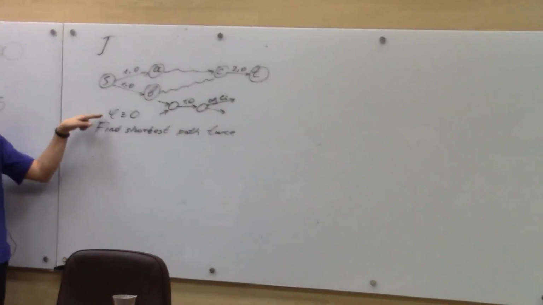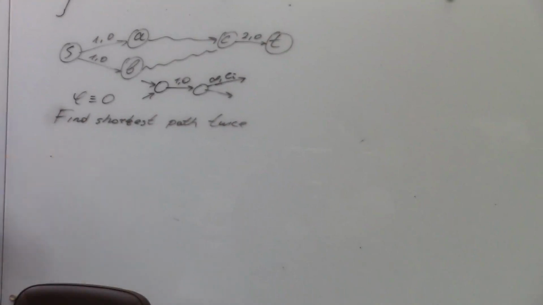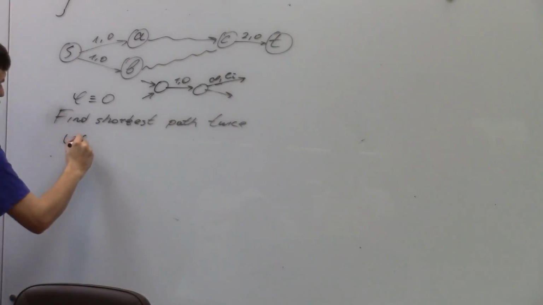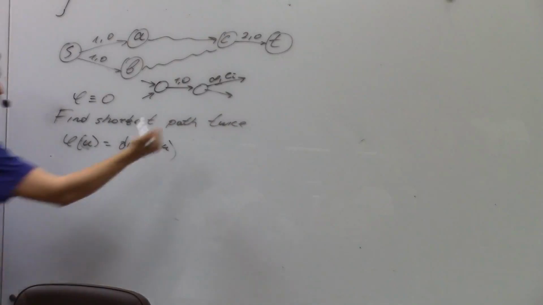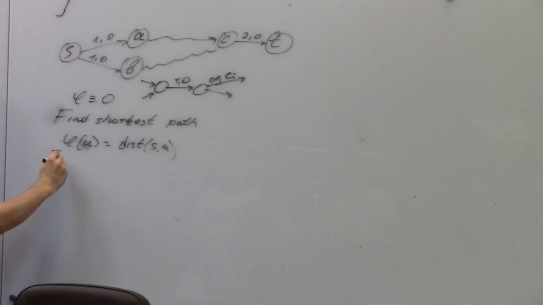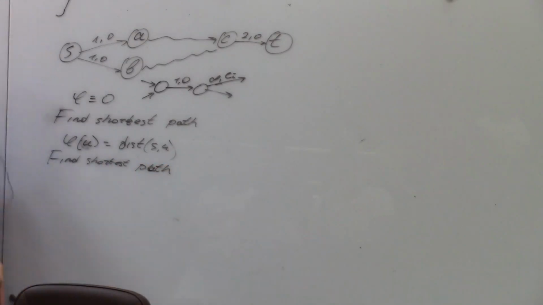So initially we set the potentials to be 0 since there are no negative edges. Then we find the shortest path twice. Then we update potentials as phi of u is distance from S to U. Then run the shortest path again. And we can use Dijkstra's algorithm since we have this potential function and we use it to make all edges non-negative.